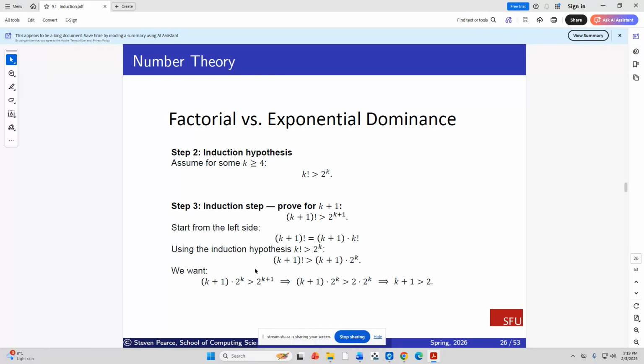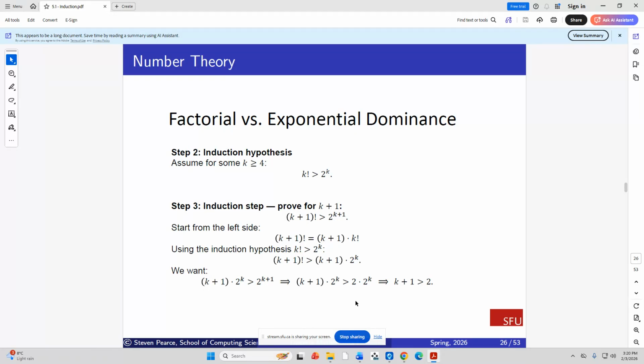Now, here's a trick. So we've got k plus 1 factorial greater than k plus 1 times 2 to the k. So there's a little trick. We want k plus 1 times 2 to the k to be greater than 2 to the k plus 1. So that's k plus 1 times 2 to the k is greater than 2 times 2 to the k. By introducing this 2 right here, we still maintain this inequality. All right? That's the little trick.